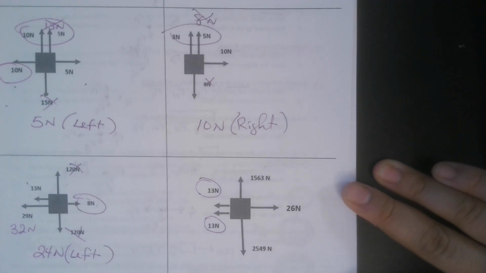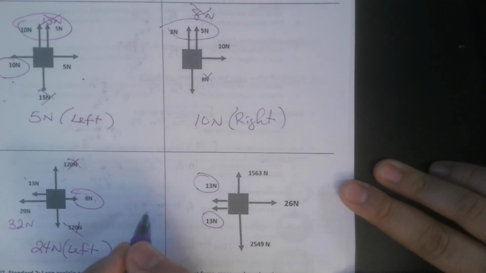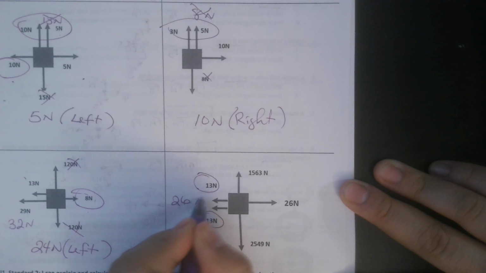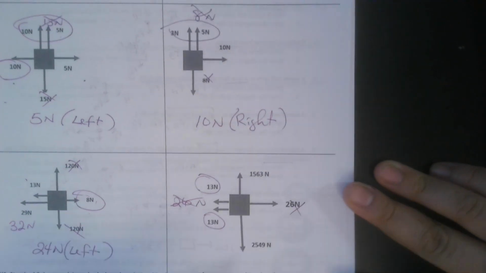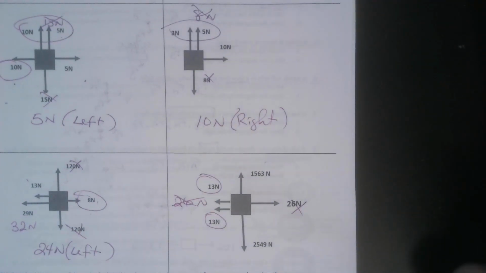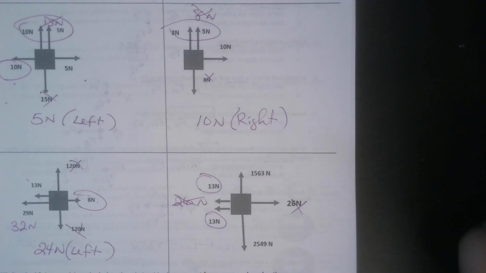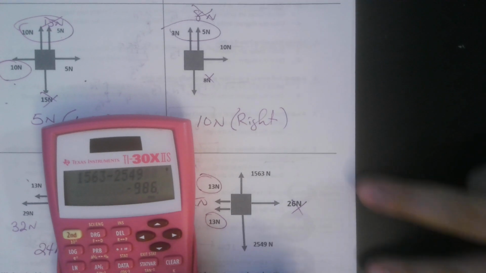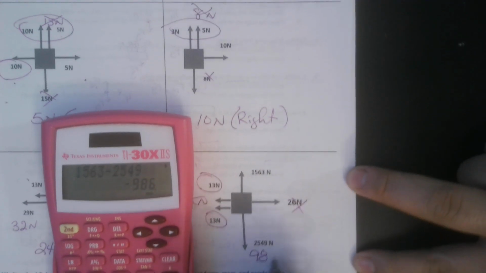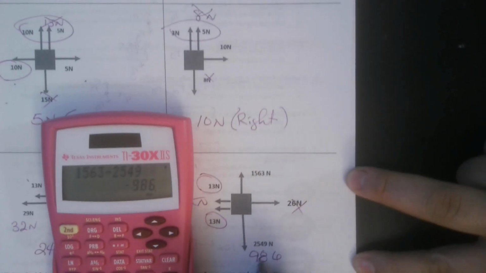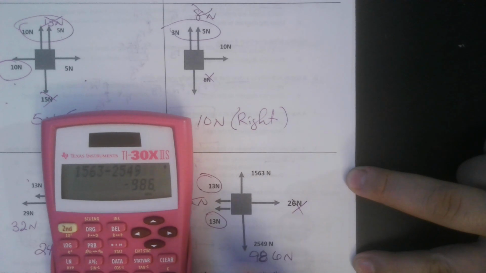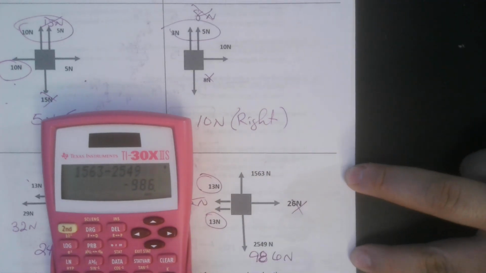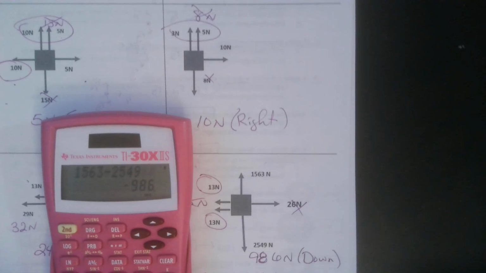And then here we go. 13 plus 13 is going to give me a total of 26 newtons. So then this side's going to cancel. And I'm definitely going to use a calculator for that one. So 1463 minus 2549. Notice that we're going to get a negative number. The negative number is just telling me the direction at which this arrow is going to be pulling. So down is actually stronger because that's the negative direction.